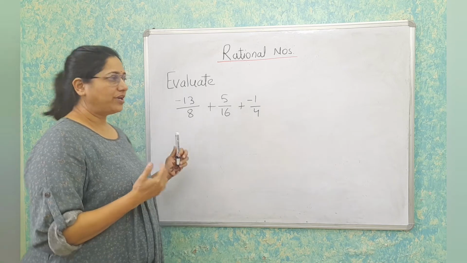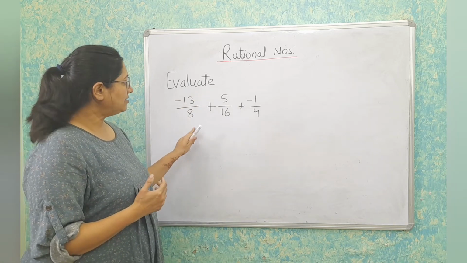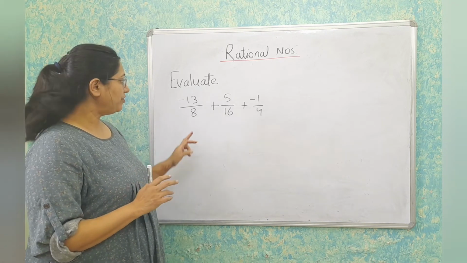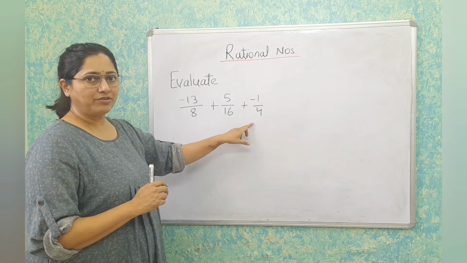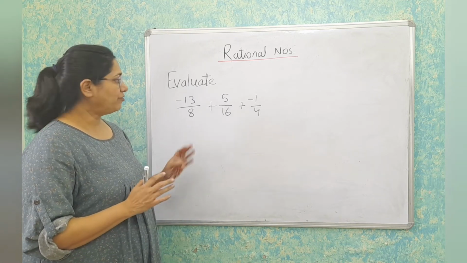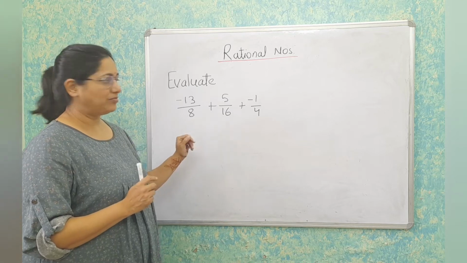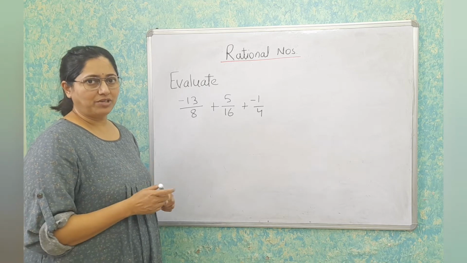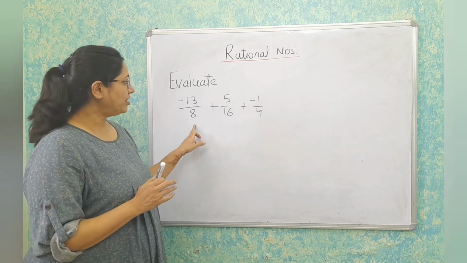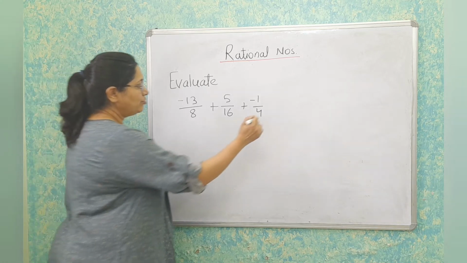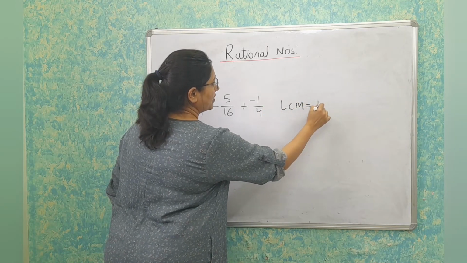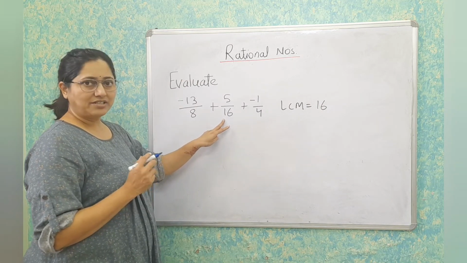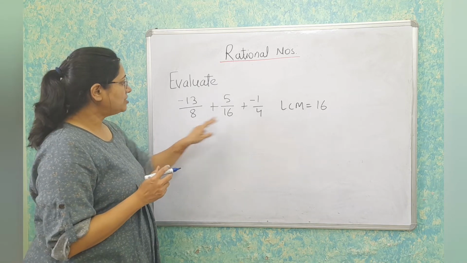In our next question, we have to evaluate. See, these are three rational numbers and we have to add them. But the first condition is already fulfilled, that denominators are positive. But what is the second condition of adding or subtracting rational numbers? That denominators should be same. All three of them have different denominators. So first I will take LCM of 8, 16 and 4. And LCM would be 16. This rational number already has 16 as a denominator, but I have to change these two rational numbers.